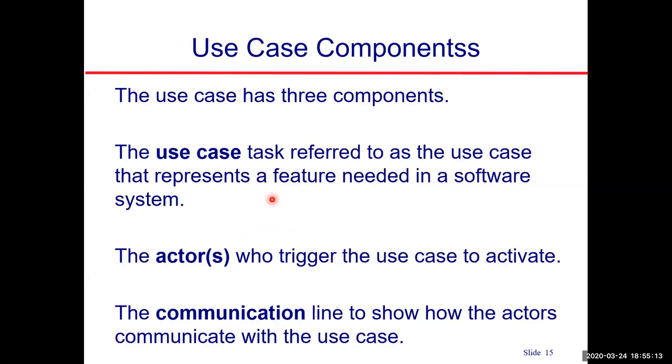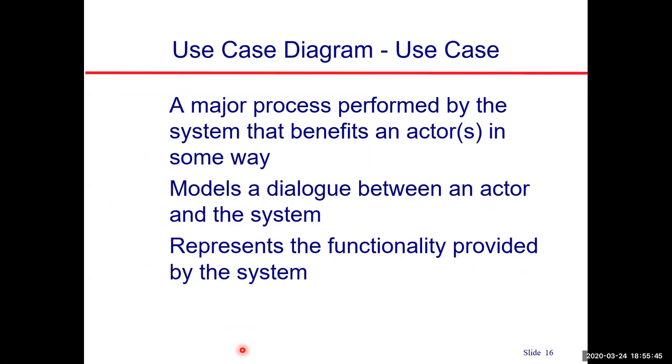So what are the use case components? The use case has three components. The use case task, referred to as the use case, represents a feature needed in a software system. The actor or actors who trigger the use case to activate it, like when you say the patient activates make appointment. And the communication line shows how the actor communicates with this use case.